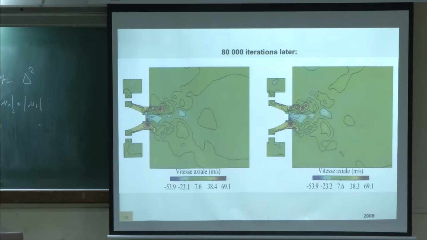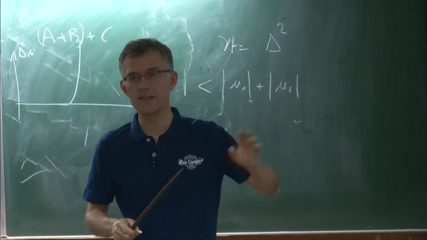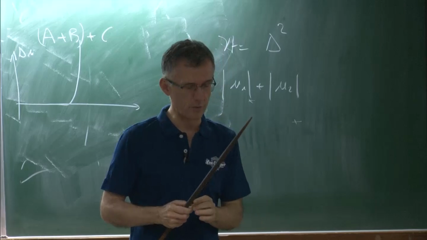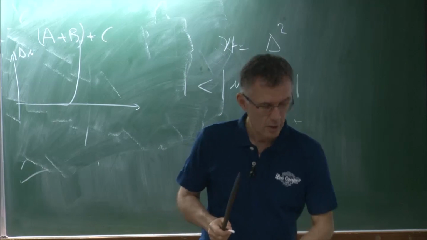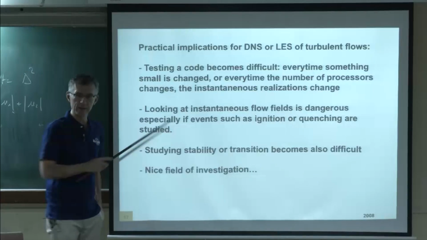In many experiments, this is what's happening. You spark, does not ignite. You spark, does not ignite. And then suddenly you spark, hop, it ignites. Which is physics, you know. But it's disturbing if you write a code. Okay, so to conclude on that, it really means also that testing a code becomes difficult.